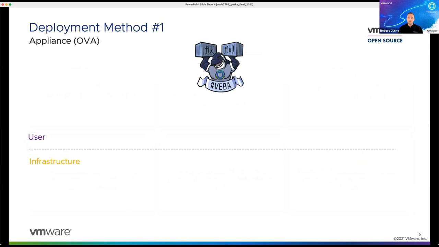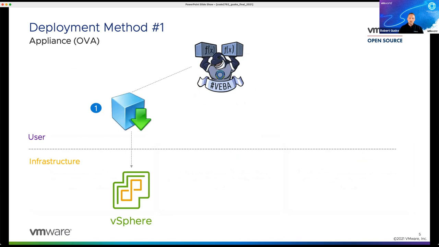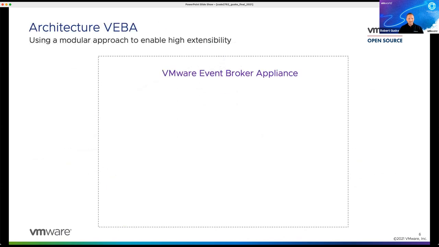This is one of the first topics I'd like to cover: the deployment method. We have two deployment methods. The first one is the OVA deployment. You download the OVA file, and then you deploy it to your vSphere infrastructure. Let's take a deeper look into the appliance, and especially what it is made of.